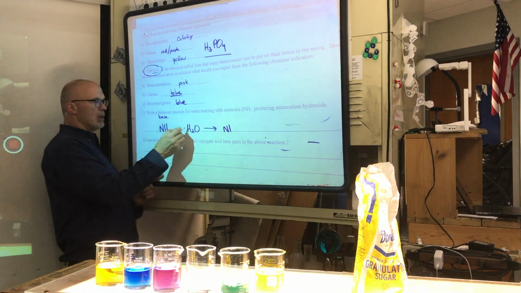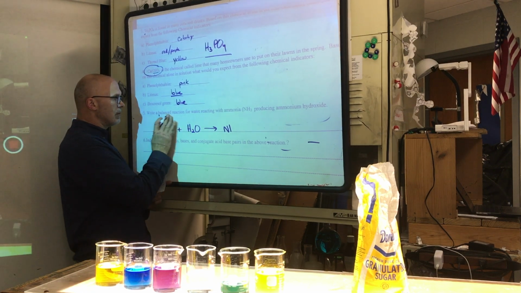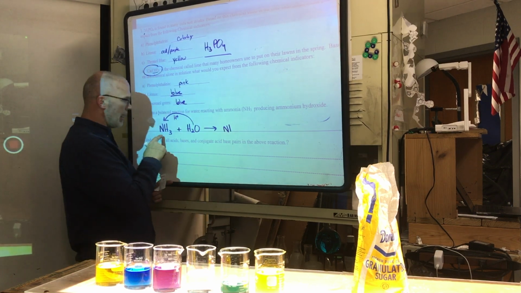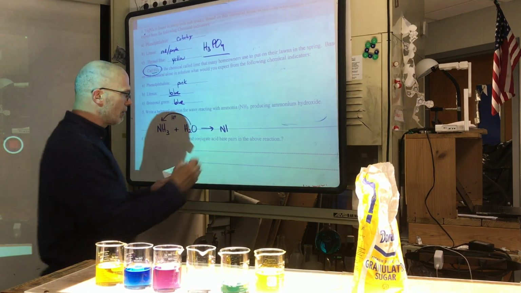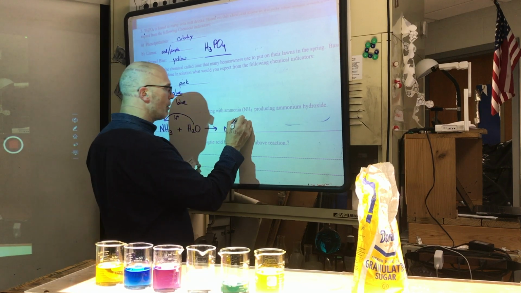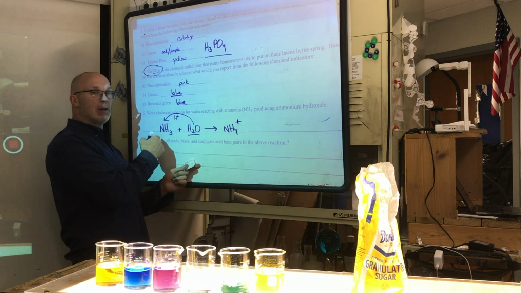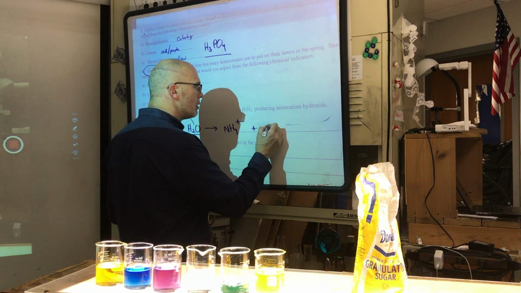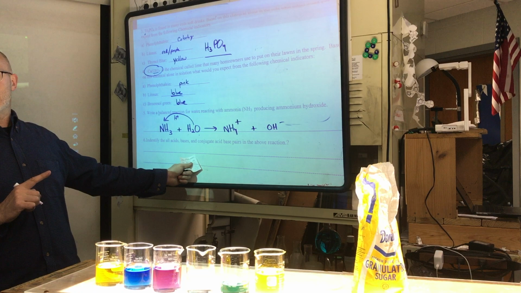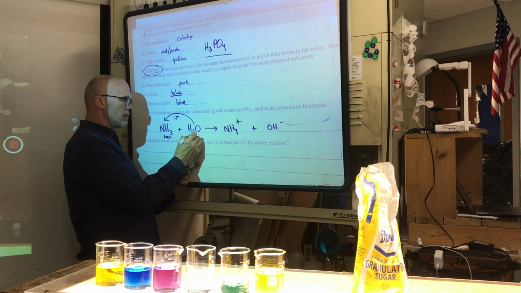Well, let's think about this. If this is a base, does it accept a proton or give off a proton? Accept. So a proton is going to move this way, but a proton is an H+. So what does it become? NH4, and it gained a positive, so it's NH4 plus. What happens to water? If water starts by giving H, it's going to be OH minus. And water is acting as a Brønsted-Lowry acid, it's donating a proton. There's your base, and that's your acid.